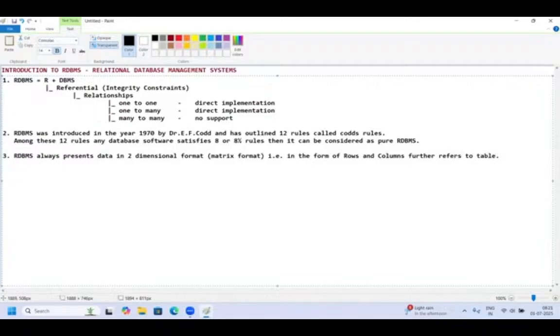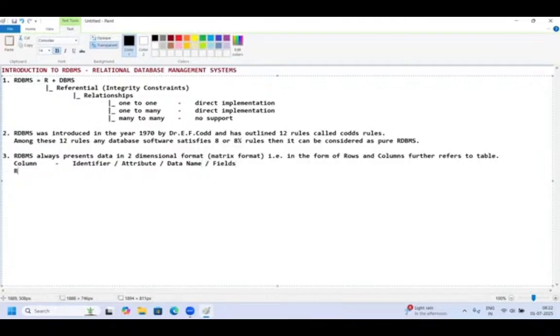Further refers to table, rows and columns. And remember, three things are there in this. Column is the column. You have different terminologies used for column. In some database software, it's called identifier. In some databases, they call it attribute. In some, they call it data name. In some, they call it fields. So from database to database, these terminologies change.